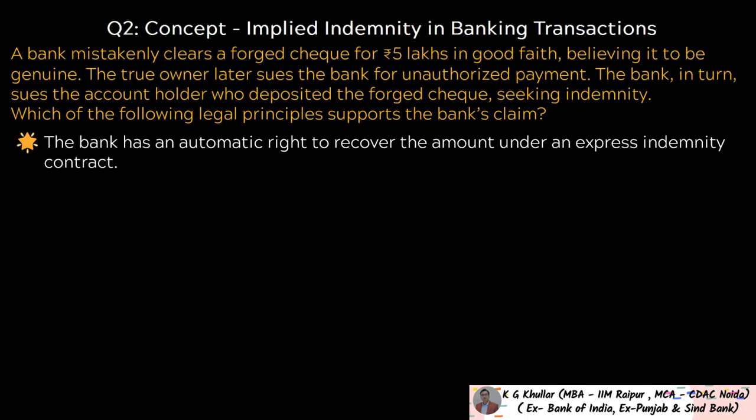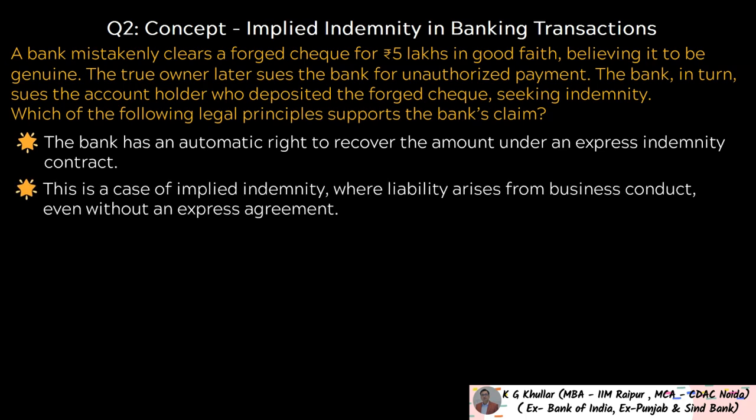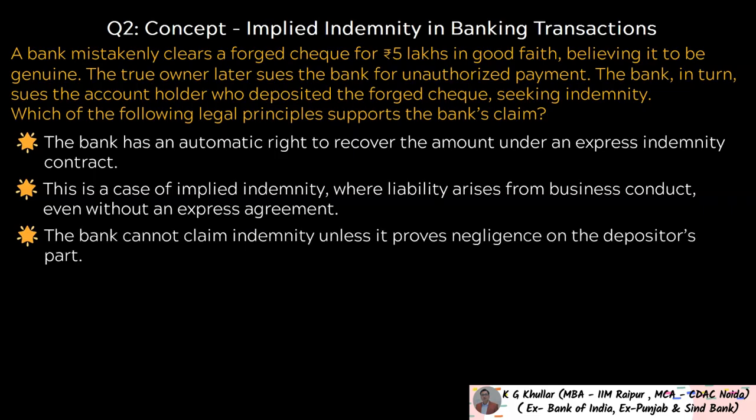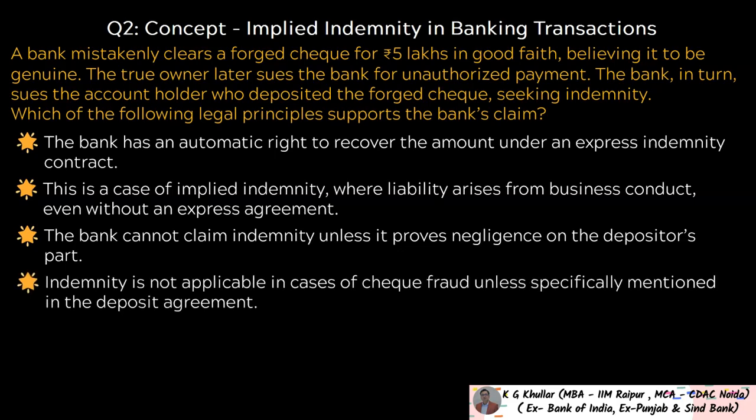The first option A is the bank has an automatic right to recover the amount under an express indemnity contract. Then second option B is this is the case of implied indemnity, where the liability arises from the business conduct even without an express agreement. Then third option C is the bank cannot claim indemnity unless it proves negligence on the depositor's part. And last option D is indemnity is not applicable in cases of check frauds unless specifically mentioned in the deposit agreement. Now friends, the correct option for the given question is option B.